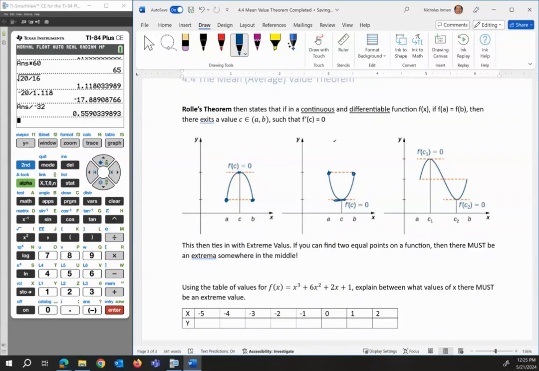Now, it might be that from here to here, the entire thing has a slope of 0. That's fine. Everywhere has a slope of 0. But more than likely, it's just at one spot or maybe 2 spots. Right?